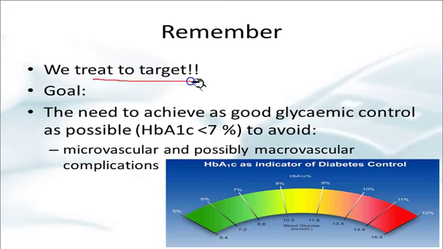Remember that we treat to a target, and ideally we want an HbA1c of less than 7, or less than 6.5 in certain patients, and this will prevent microvascular complications and maybe prevent macrovascular complications.